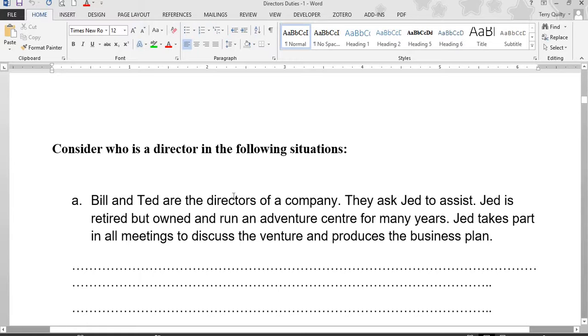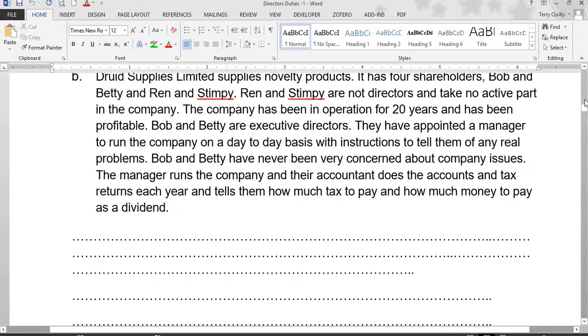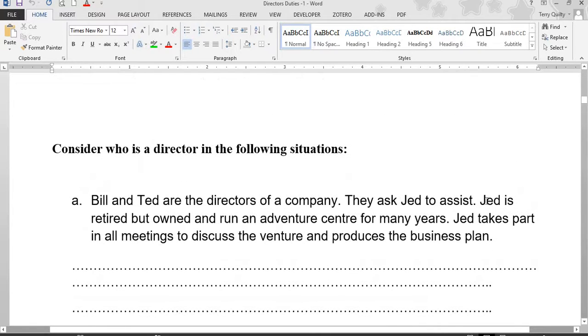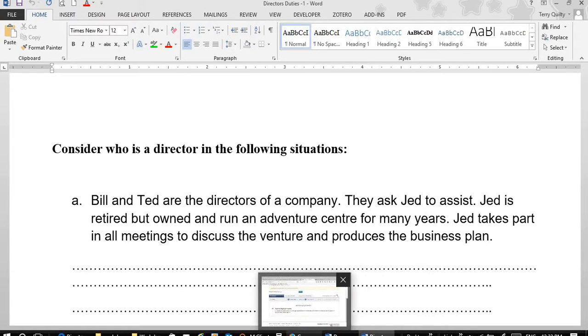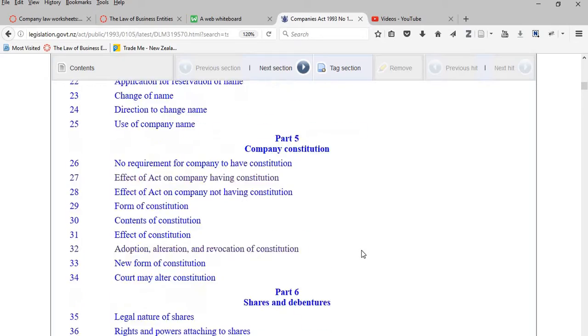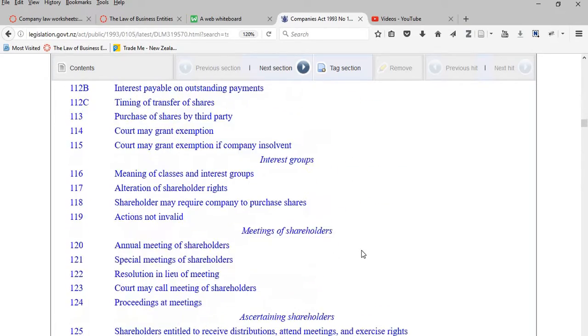So, short question here. Bill and Ted are directors. They asked Ted to assist. Jed is retired but runs an adventure company and takes part in all meetings to discuss the venture and produce the business plan. So, when you're looking at this, you need to turn back to who is a director. So you'll turn to section 126. And ask the question, is this person acting in such a way that they would be a director of the company?